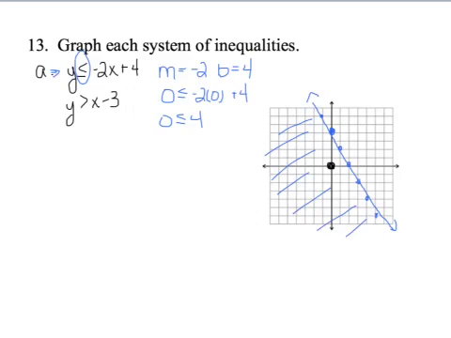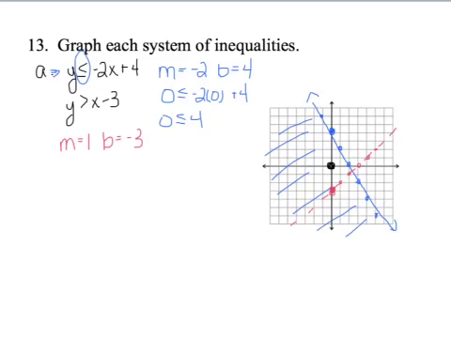Okay, the next one. y is greater than x minus 3. Again, you should be able to find your slope. The slope is the coefficient of x, so it's going to be 1. Your y-intercept is negative 3. So I'm going to go to negative 3, and then from there, up 1 over 1. And it is a dashed line because we're using the symbol greater than.